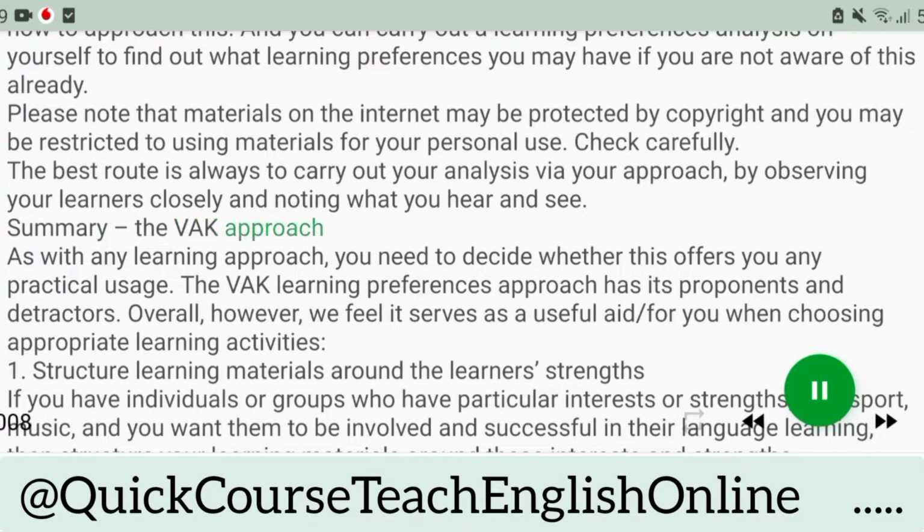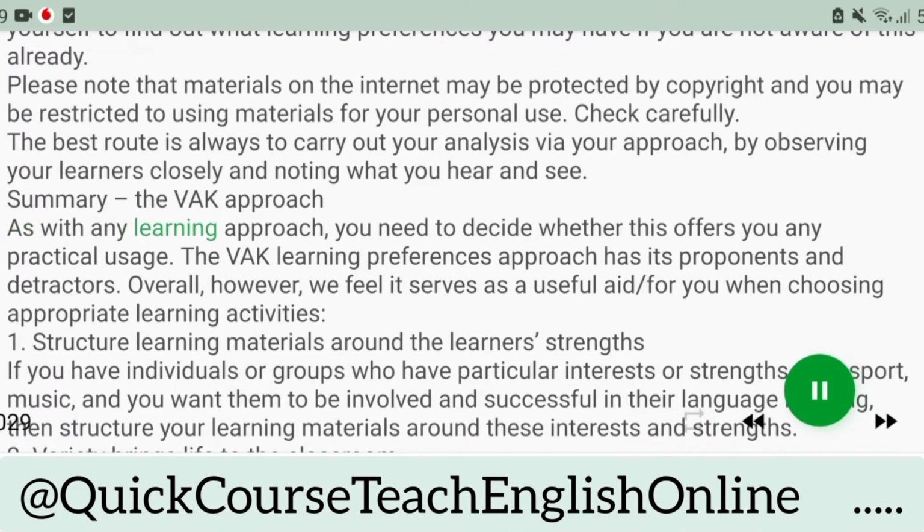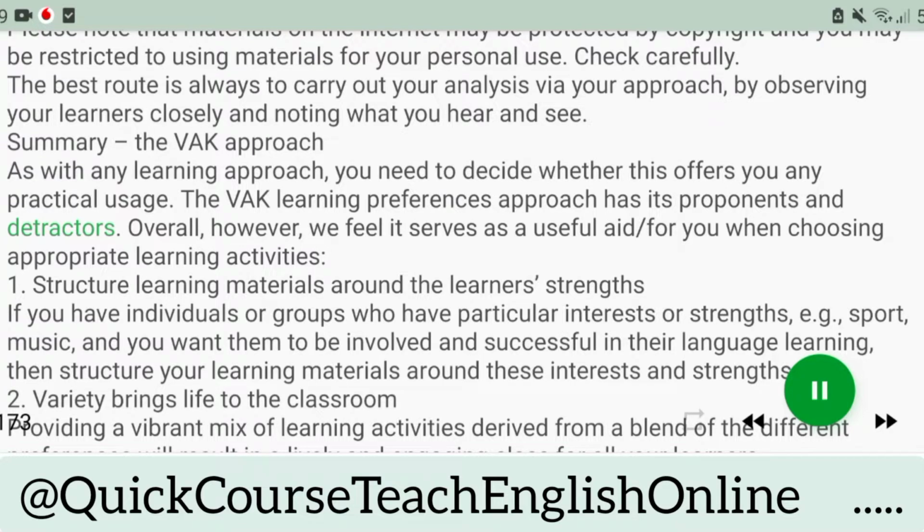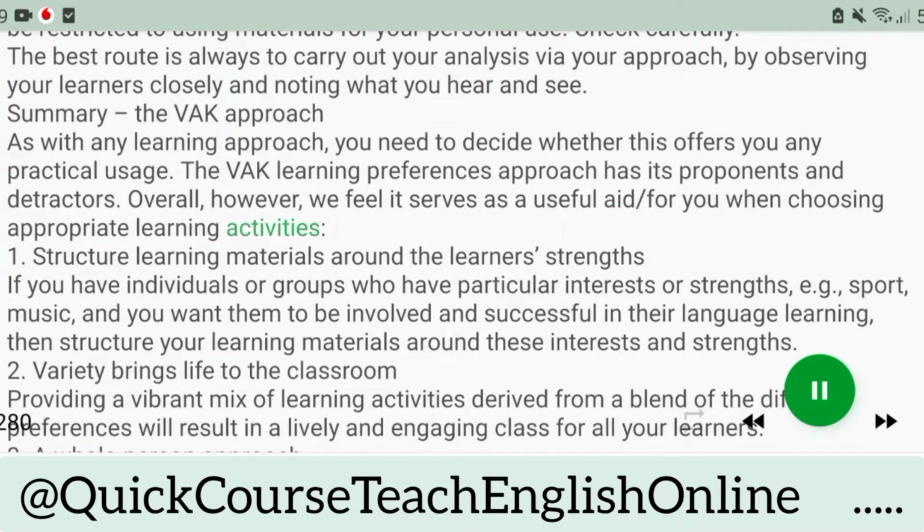Summary: the VAK approach. As with any learning approach, you need to decide whether this offers you any practical usage. The VAK learning preferences approach has its proponents and detractors. Overall, however, we feel it serves as a useful aid for you when choosing appropriate learning activities.